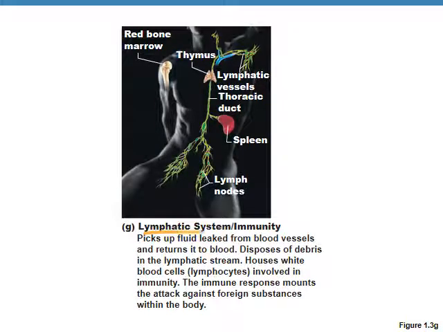The next is called the lymphatic system. A lot of people just identify it with the term immunity. It is called the lymphatic system, but basically it's going to pick up any sort of fluid that leaks from the blood vessels, and you're going to clean it and return it to the blood. So inside these little lymph nodes here, the lymph nodes are going to have white blood cells, which are going to attack any foreign substances within the body before it returns the blood back to the blood vessels and to the heart.